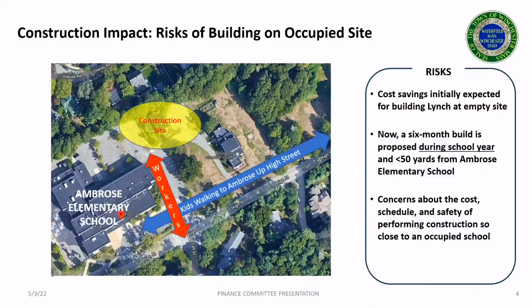Also, the risks of building on an occupied site. You heard others talk about the priority of moving Lynch students off-site to make construction easier. Well, now we have construction really near Ambrose, so we think that must raise cost or other risk. We heard one suggestion that a crossing guard, a police detail might be needed at this intersection of workers and kids walking to Ambrose. That's an added cost we're not really acknowledging.